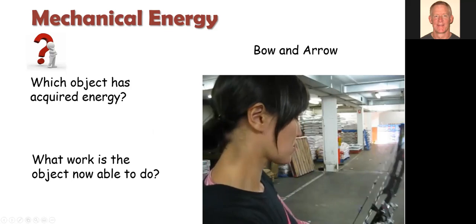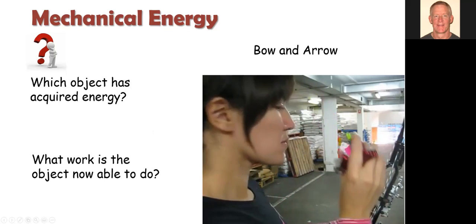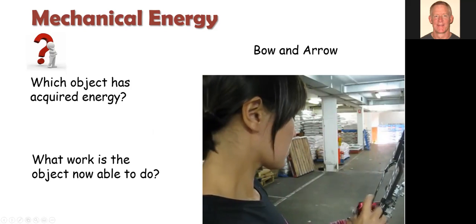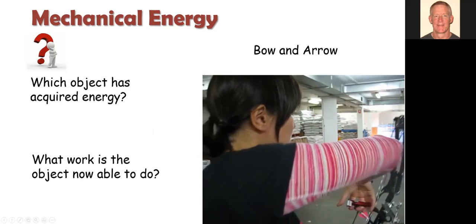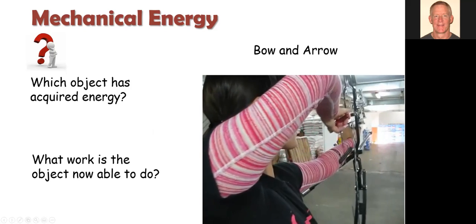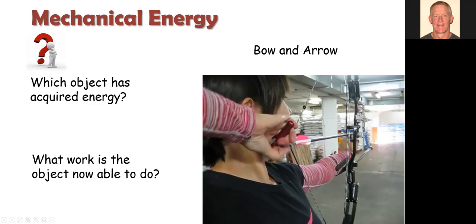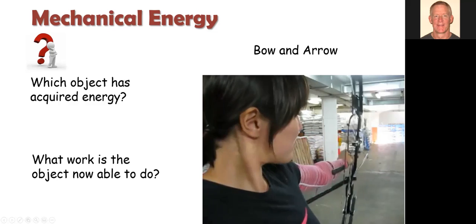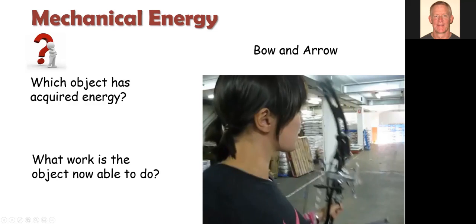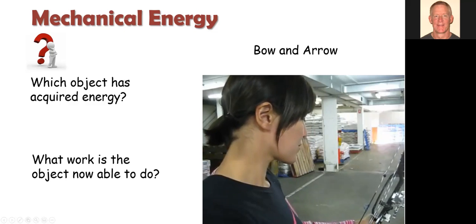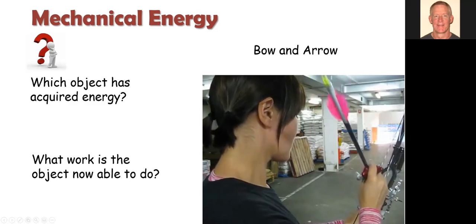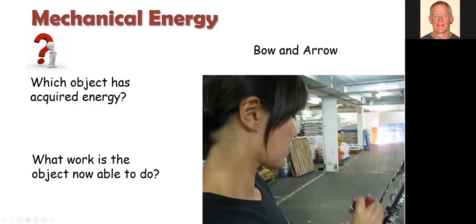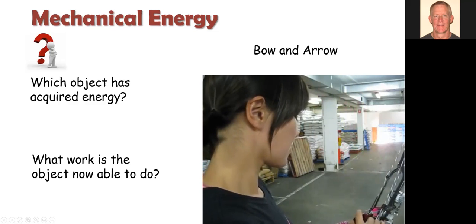Let's look at another example here. Let's watch this archer. Now that's a pretty fancy bow that she has there. She is a competitive archer. The bow is actually called a compound reflex.